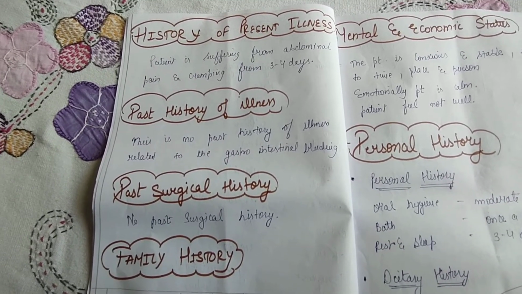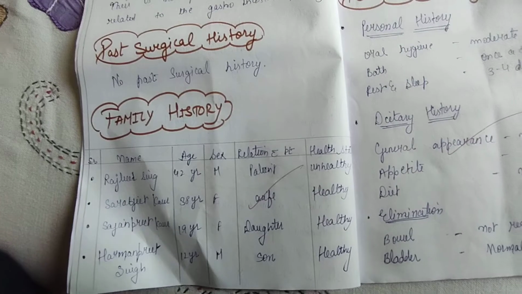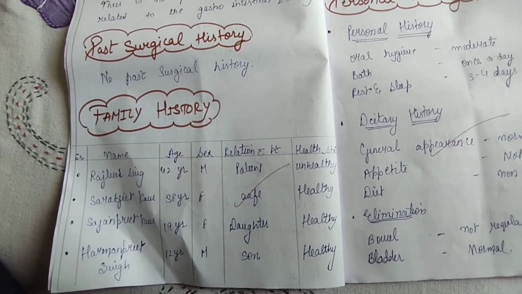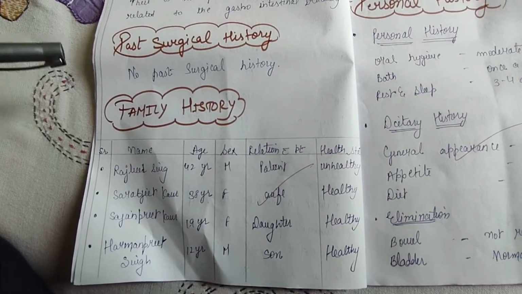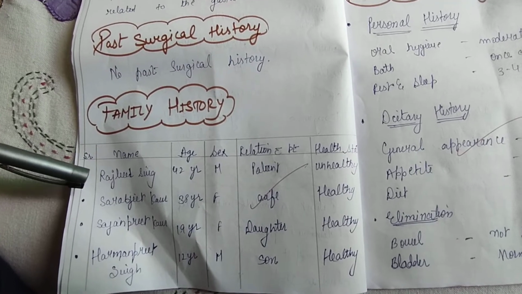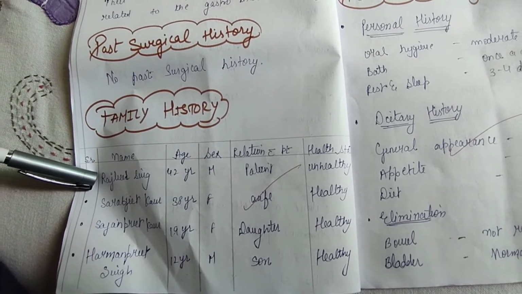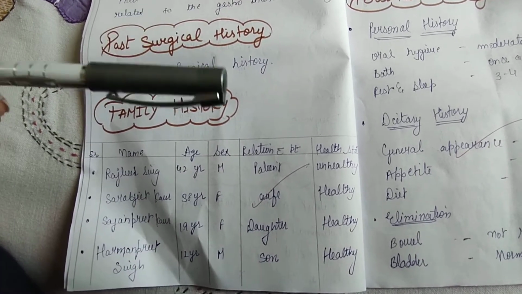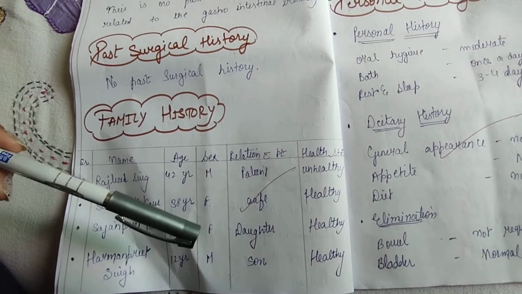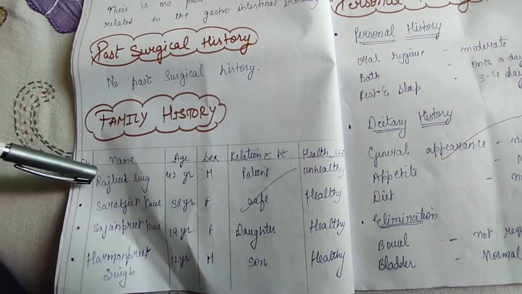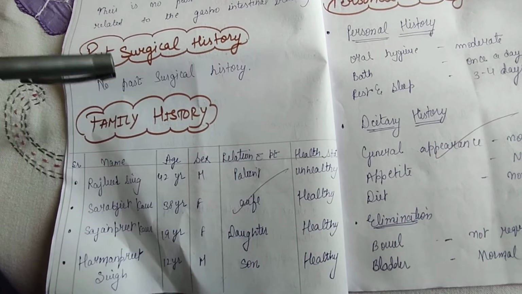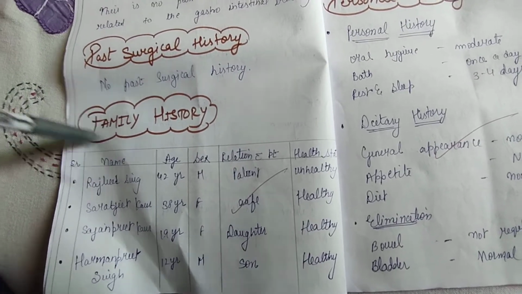After conducting all that history, we must take the family history. The nurse must take the history: how many members are there in the family of the patient, their health, their relation with the patient, and their age. All that history should be taken by the nurse while making this case presentation.